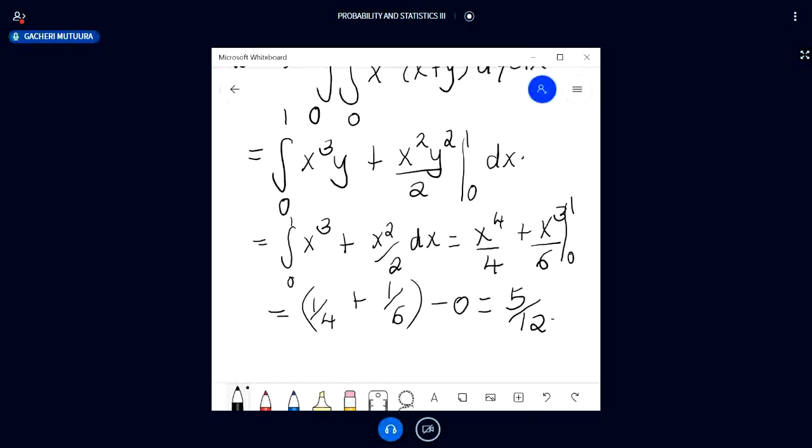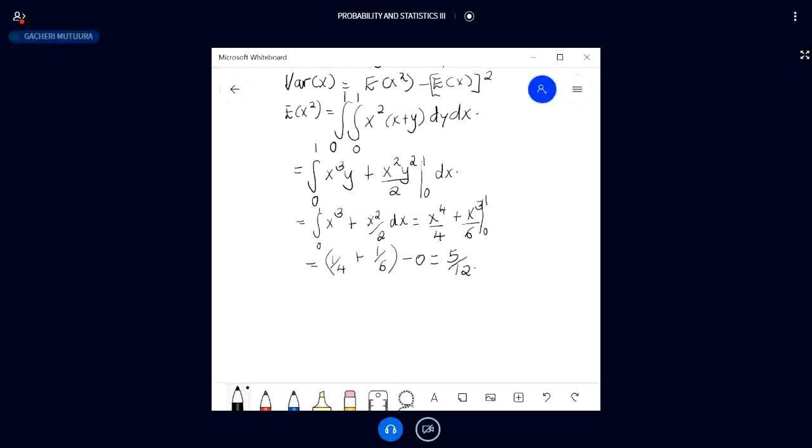So we have the expected value of x squared as shown there. Now we need to get the variance of x. The variance of x will be the expected value of x squared, 5 over 12, and remember, we obtained the expected value of x as 7 over 12, so minus 7 over 12 squared. Once you obtain that, you're going to get 11 over 144.